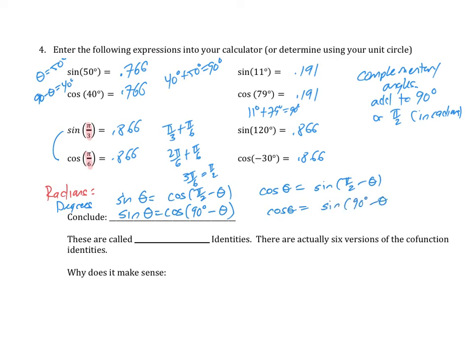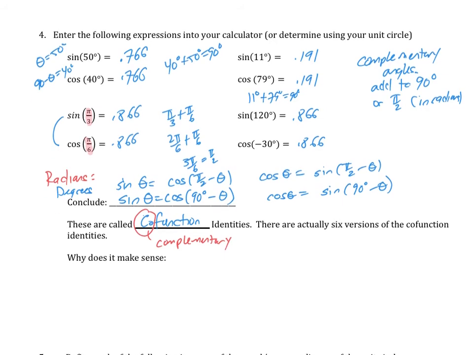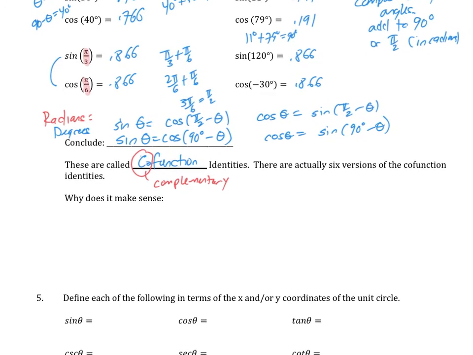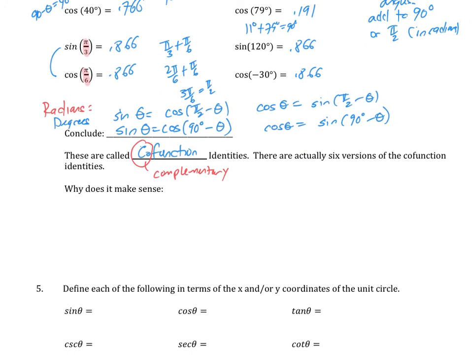These are called cofunction identities, and it's called cofunctions. This comes from complementary, because it has to do with complementary angles. I'm going to explain why this makes sense. I'm not going to use the unit circle here. I think it's a little easier just to use a right triangle for this explanation. So let me explain why this makes sense.